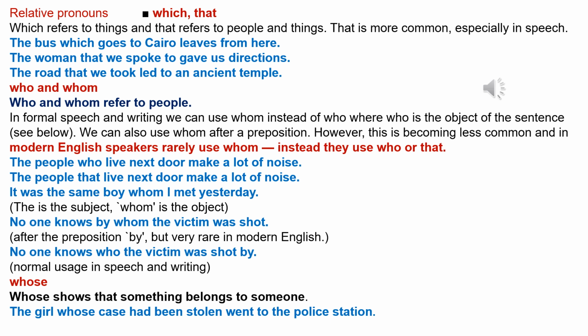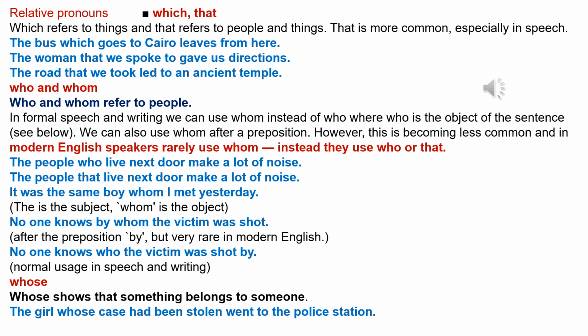Who and whom. Who and whom refer to people. In formal speech and writing, we can use whom instead of who where who is the object of the sentence. See below. We can also use whom after a preposition. However, this is becoming less common and in modern English speakers rarely use whom. Instead they use who or that.